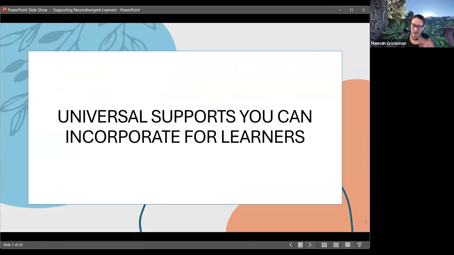So now I'm doing a bit of transition. I'm transitioning from, hey, let's think about neurodivergence in terms of how brains are processing information differently, to thinking about neurodivergence in terms of how you can support learners as their brains are processing differently. And these are not an exhaustive list of universal supports. These are just some supports that I believe will make a difference for neurodivergent learners.